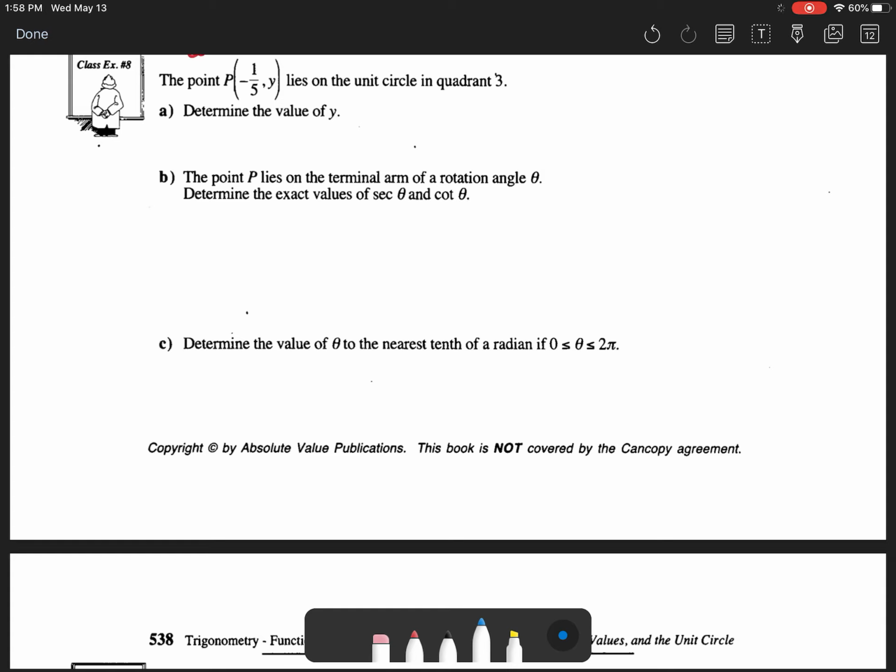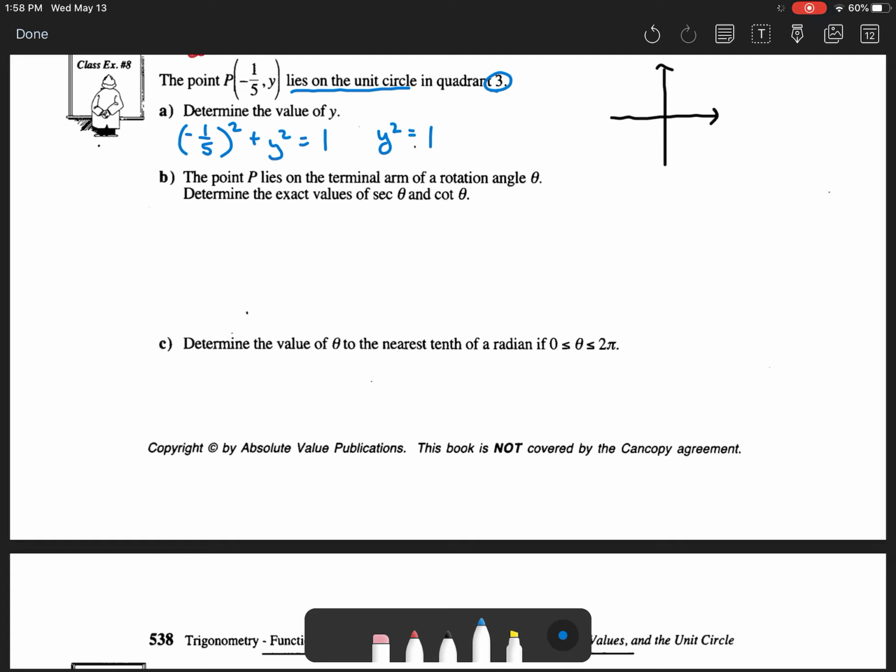Okay, now the point P, which is negative 1 over 5 and y, key phrase again, lies on the unit circle, and they even tell you the quadrant that you're in, quadrant 3, determine the value of y. So the reason that's important is, okay, the following. So we're in quadrant 3, okay, which means I also know that the y value will be negative, okay? So it's on the unit circle, okay, which means I can take my equation, x squared plus y squared equals 1, because they say it's on the unit circle.